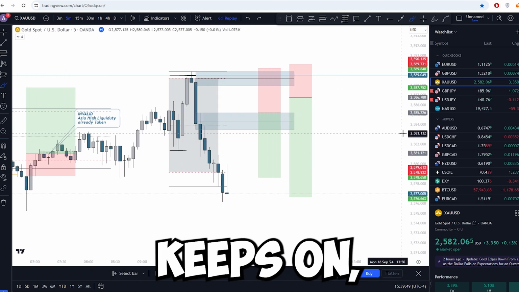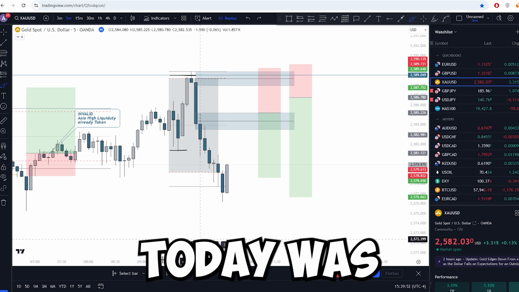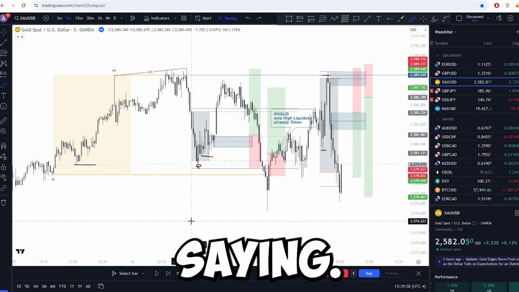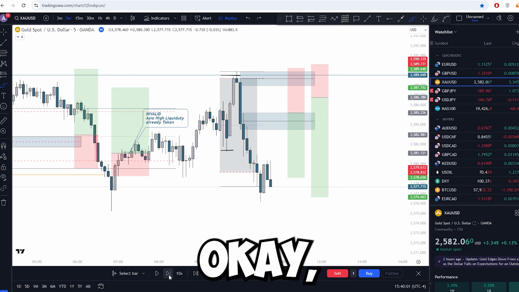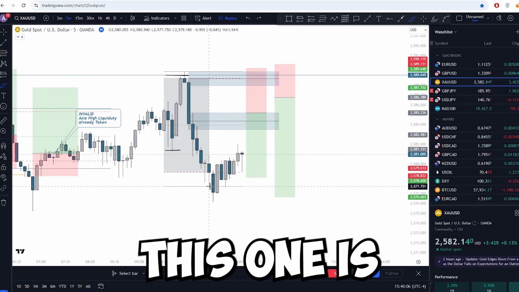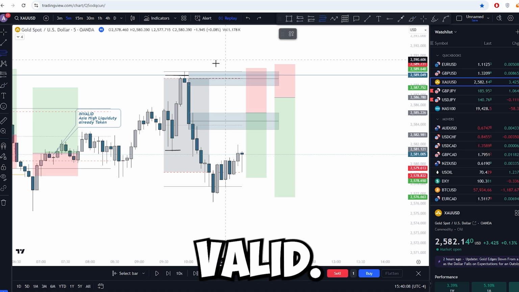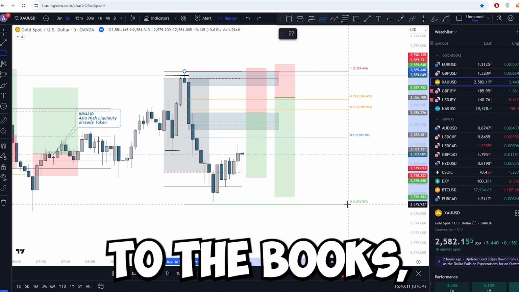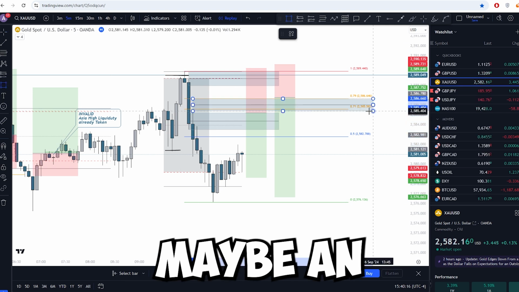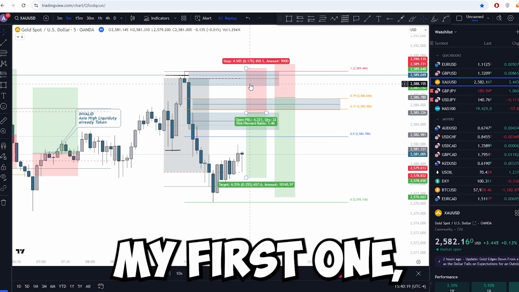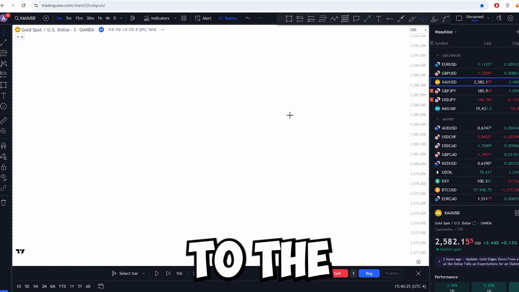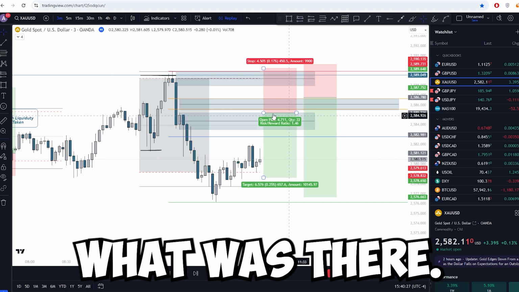Now the range keeps on. Price action on gold today was a bit weird. Again, it's a Monday, so you never know what the markets are saying. Yes. So okay. So we get a break of sorts to the downside. This one is somewhat valid, if I would say. Sticking to the books, I would fib from the low to there, and then look for maybe an entry here. That was possibly my first one. Then look for some sort of supply zone. I'll drop down to the 3 minutes, see what was there.